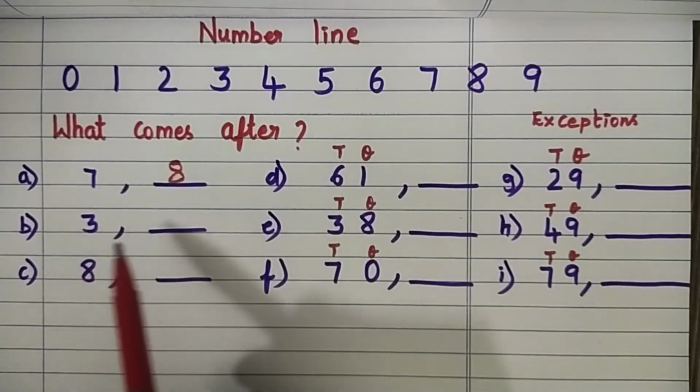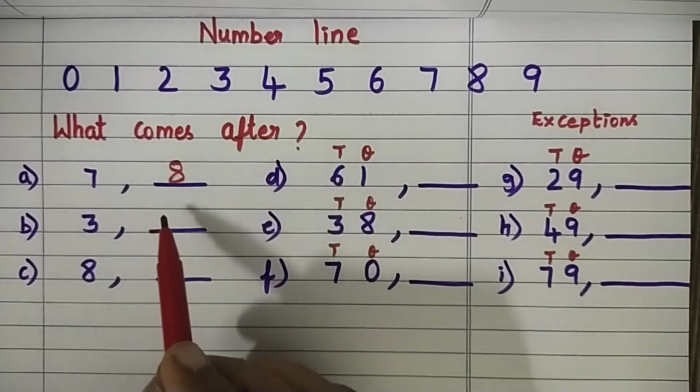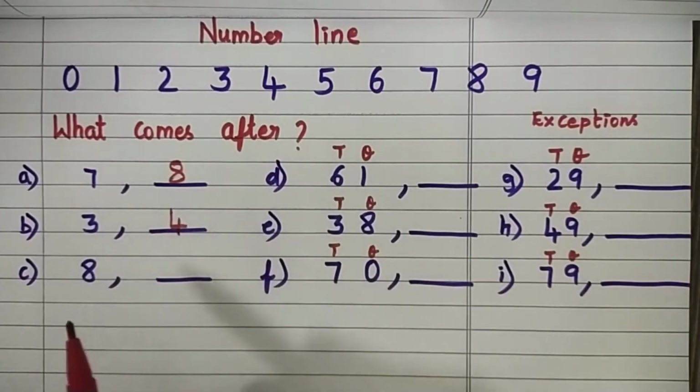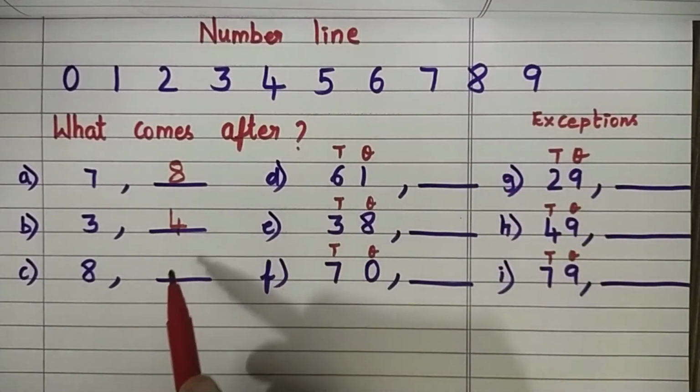After 3, what comes? See the number line. After 3, it's 4. So, write 4. After 8, what comes, children? After 8, it's 9. So, write 9.